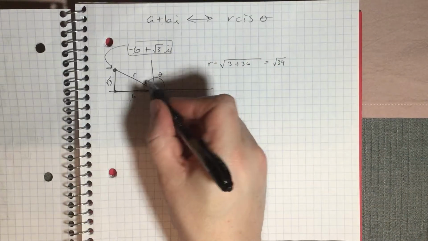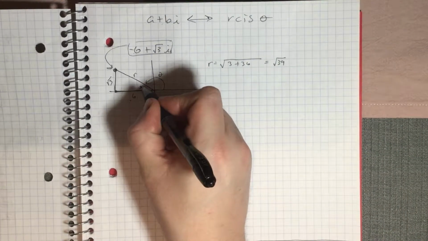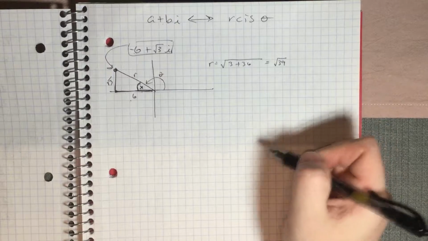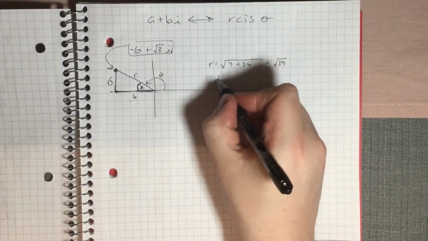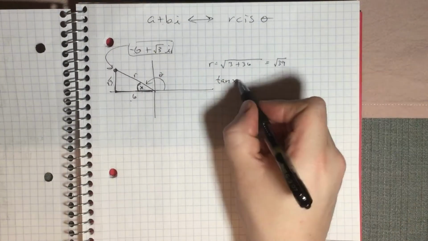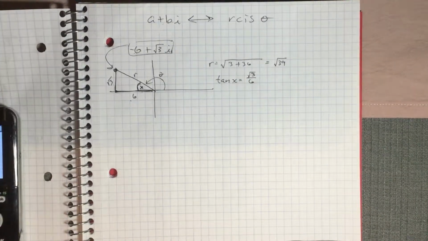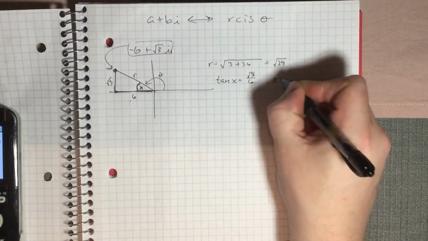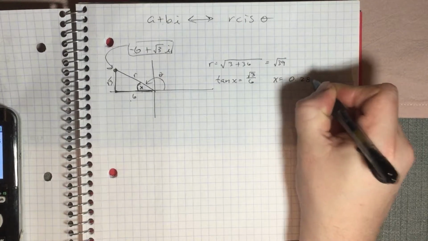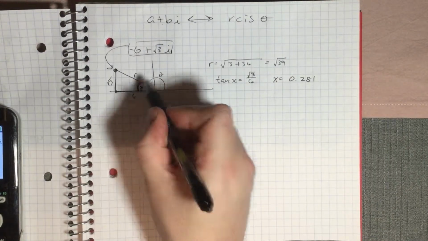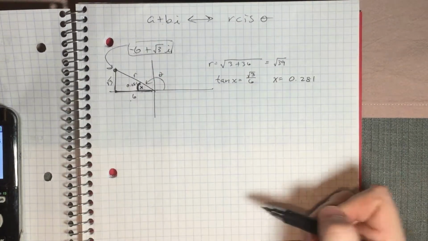For the theta, first we need to find this reference angle. So I'm going to call that angle x. And to find angle x, I just use tangent. So I'll say the tangent of x equals square root of 3 over 6. Now let's go radian mode here. So if I go radian mode and do second tangent of square root of 3 divided by 6, I get a reference angle of 0.281. So that angle x is 0.281.